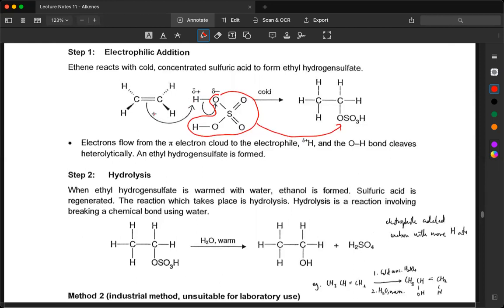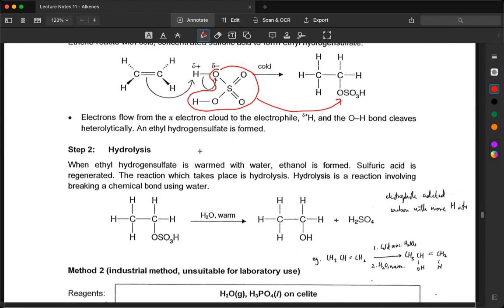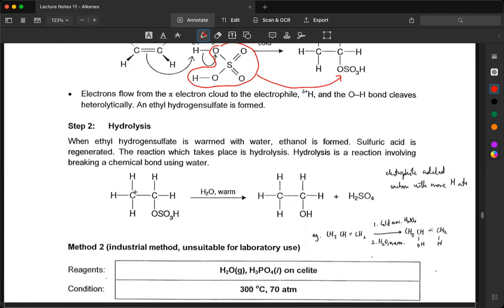So the H forms here, and then followed by this one. Okay, we'll form a carbocation first, but we didn't show the step here. Then there will be hydrolysis. So when this ethyl hydrogen sulfate is warmed with water, ethanol is formed. So this came out, replaced with OH. And the sulfuric acid is regenerated.